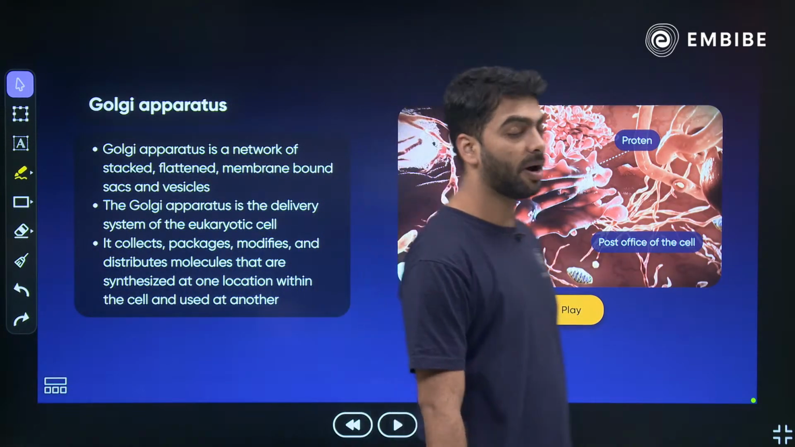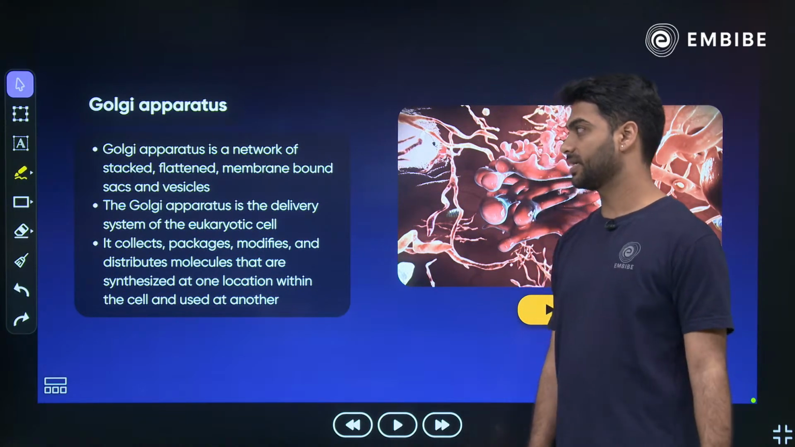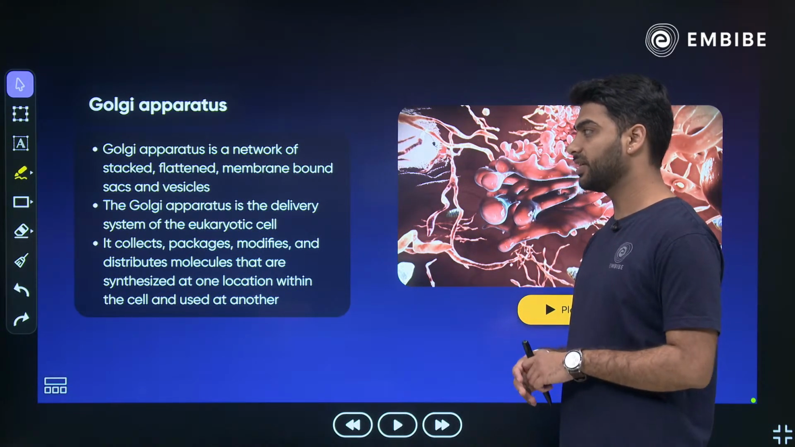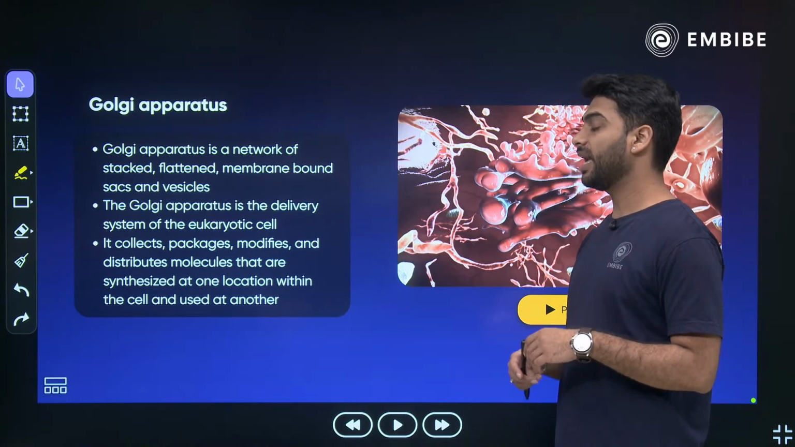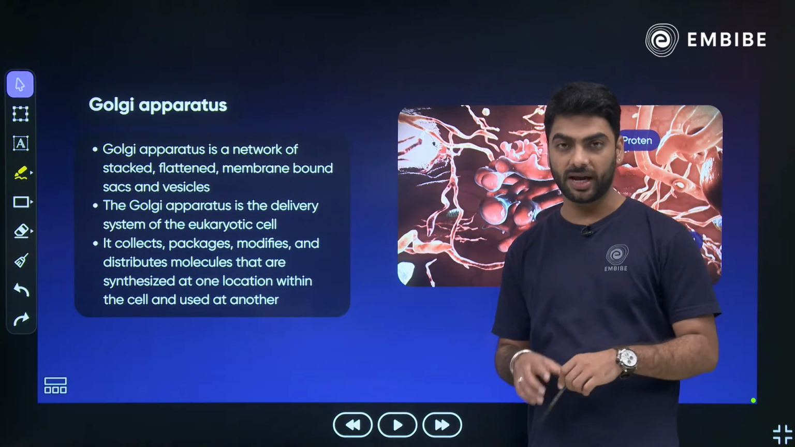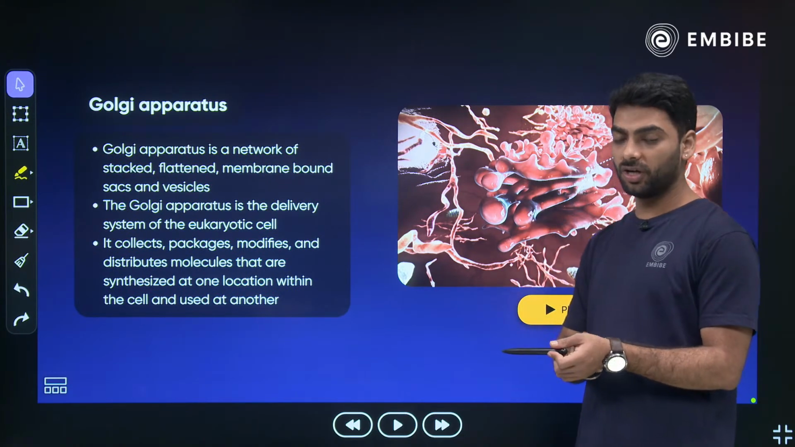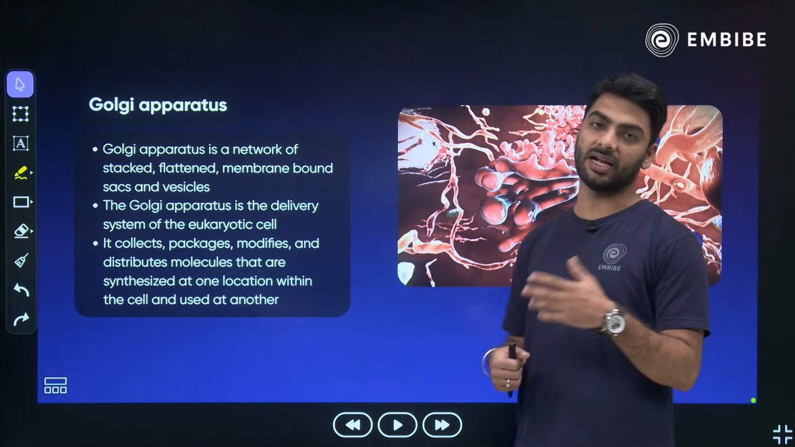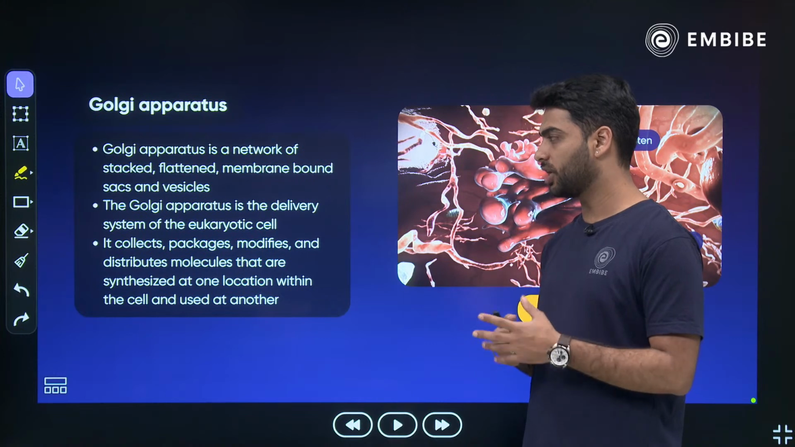Then we talk about the Golgi apparatus. It is a network of stacked flattened membrane bound sacs and vesicles. They help in the delivery system. So, basically, yes, Aarti, you are absolutely right. Camillo Golgi discovered this cell organelle, and that is why we call it the Golgi or the Golgi apparatus.